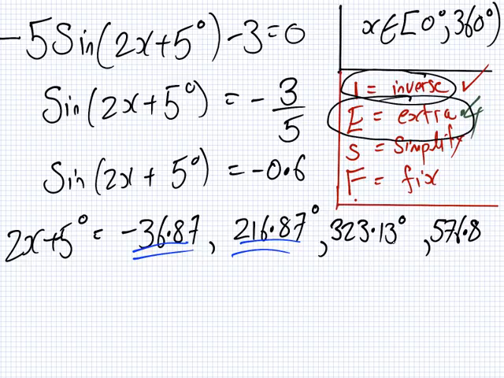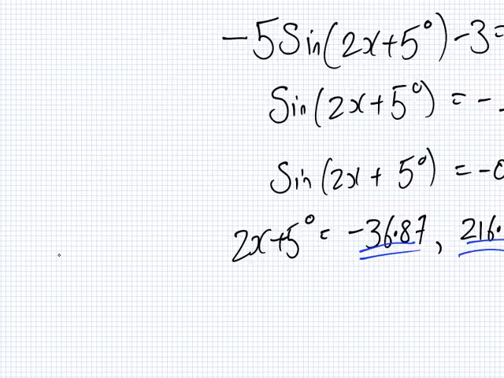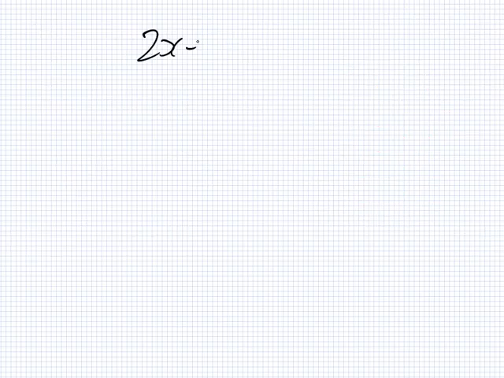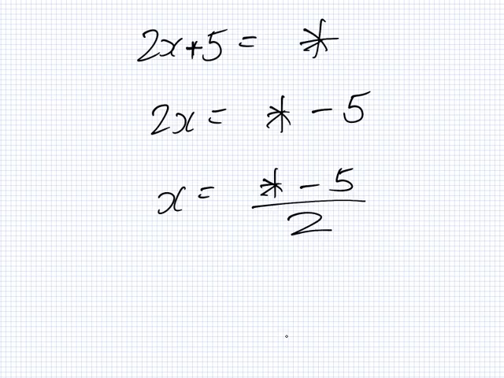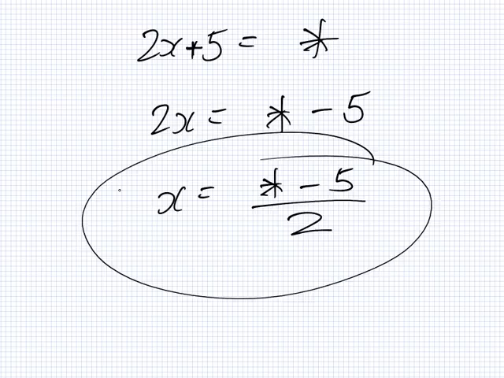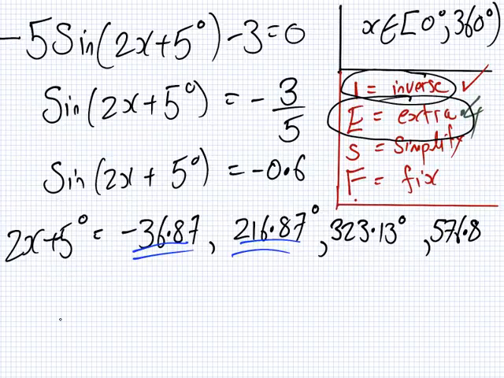Okay, now to simplify. Simplify to x. These 4 angles, they're not for x. They're for 2x plus 5. So for example, if I have 2x plus 5 equal to some number, and I want the x, I can say 2x equals the number minus 5. So then I can say x equals the number minus 5 divided by 2. So this is what I need to do now to my answers to get the x. I need to take away 5 degrees and divide it by 2. So that's my next step to get the x.